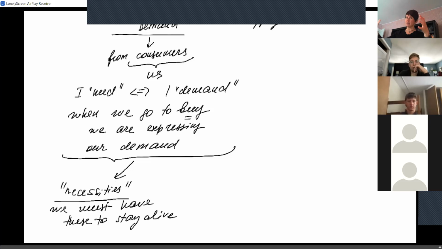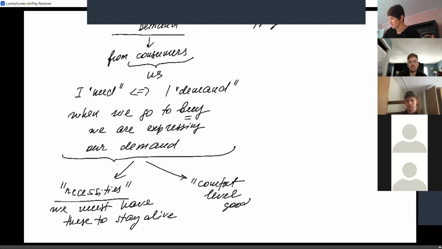Okay, so here's our second large category that we demand: goods and services that supply comfort level. Okay, let's call them comfort level goods. Comfort level goods, plural. Necessities are something that we must have to stay alive. We're going to buy them without questions. But once we have that in place, everything else, that comfort level good, that's where the price will matter.